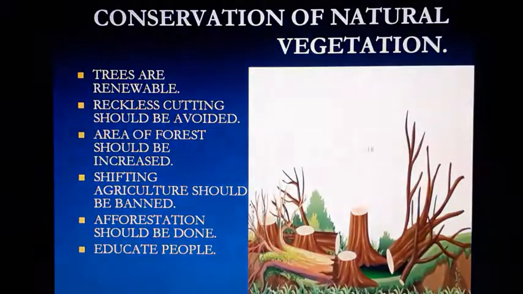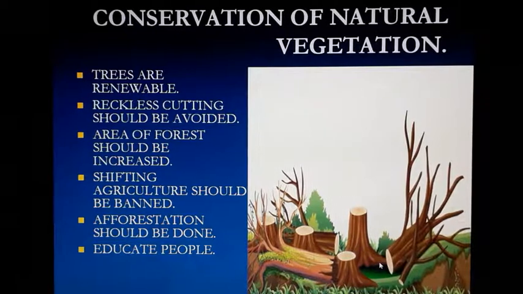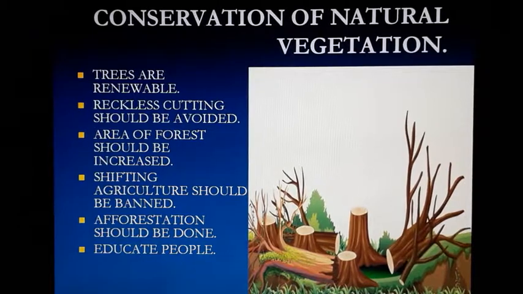Okay. Conservation of natural vegetation. Trees are renewable resources. Reckless cutting should be avoided. Otherwise, nothing will be left for the future generation. Okay, area of forest should be increased. Okay, the shifting agriculture should be banned. It harms, we can say, the environment of our country a lot. Okay, afforestation should be done. The cutting of the trees should not happen. Okay, we should educate the people. The awareness is very much necessary. Otherwise, disasters will be created.